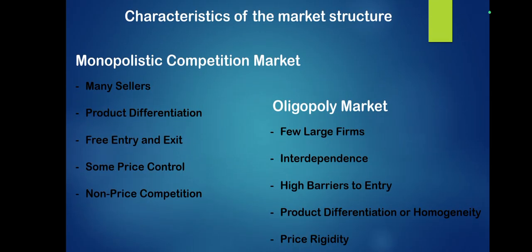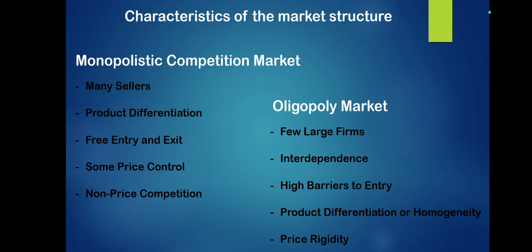So, characteristics of the market structure for monopolistic competition market. There are many sellers, product differentiation, varieties in product, free entry and exit, some price controls, and non-price competition.